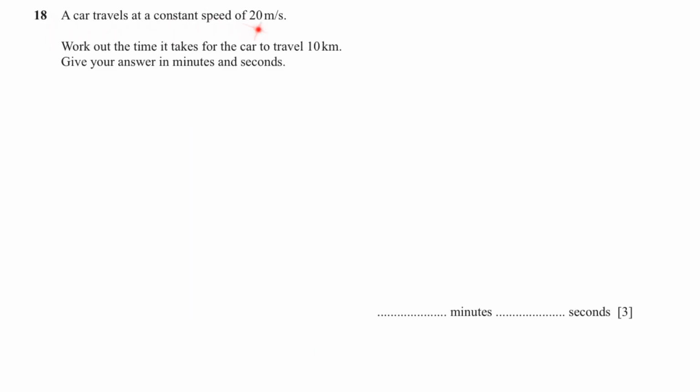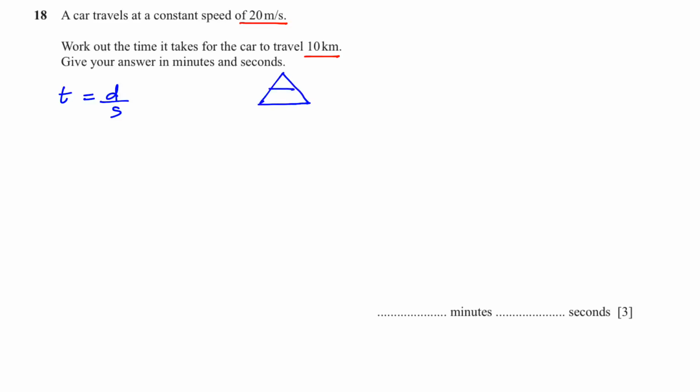Question number 18. A car travels at a constant speed of 20 meters per second. Work out the time it takes for the car to travel 10 kilometers. Give your answer in minutes and seconds. We have been given the speed and we have been given the distance. We need to find time. To find time, we use the formula distance over speed.